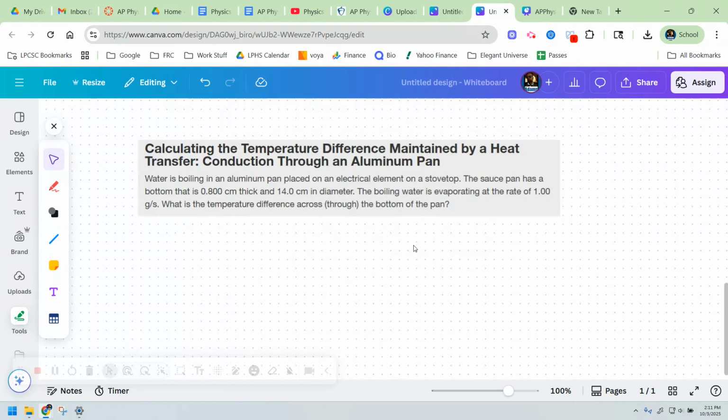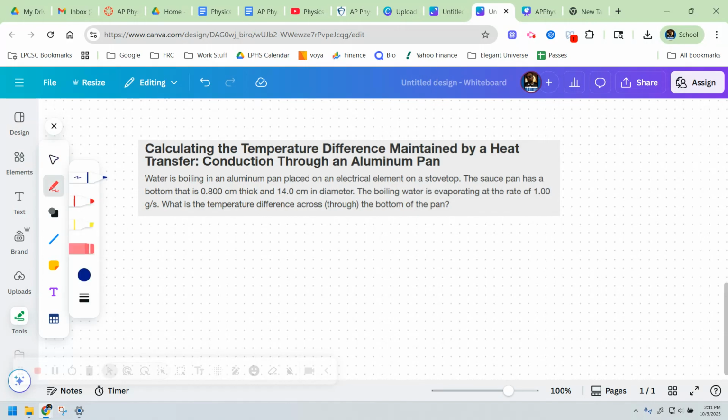So this is another one. If you have water boiling in an aluminum pan on an electric element stovetop, the saucepan has a bottom that touches the element. The diameter of the pan is 14 centimeters. The boiling water is evaporating at a rate of 1 gram per second. What's the temperature difference through the bottom of the pan? In other words, how much energy is being transferred through the bottom of the pan to the top where the water is boiling? This one's going to take a little bit of time.